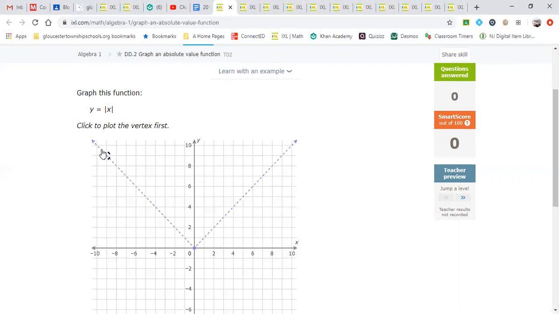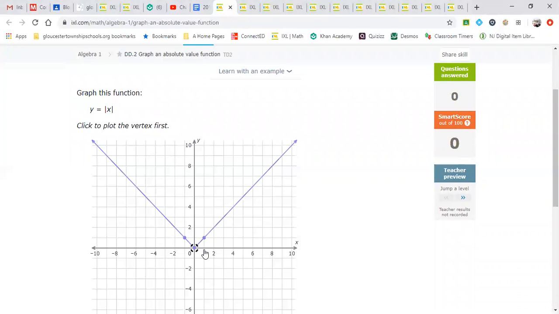So I'll make my vertex point. The problem says, click to plot the vertex first. And take a look, once I start moving, it starts making my v, see it? So now I need to make my second point to the right, which is based on the slope. The slope here is 1, so therefore from here I will rise and run 1 and take a slope of 1.